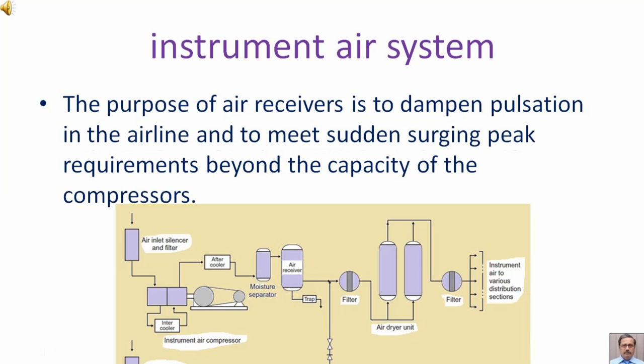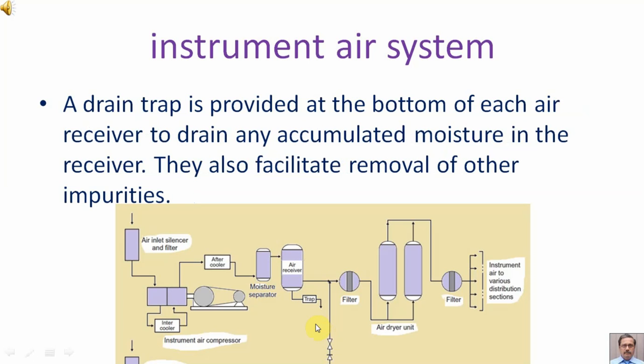The discharge from compressors is sent to air receivers for storage and distribution to instrument air loads. The purpose of air receivers is to dampen pulsation in the airline and to meet sudden surging peak requirements beyond the capacity of the compressors. A drain trap is provided at the bottom of each air receiver to drain any accumulated moisture in the receiver. They also facilitate removal of other impurities.